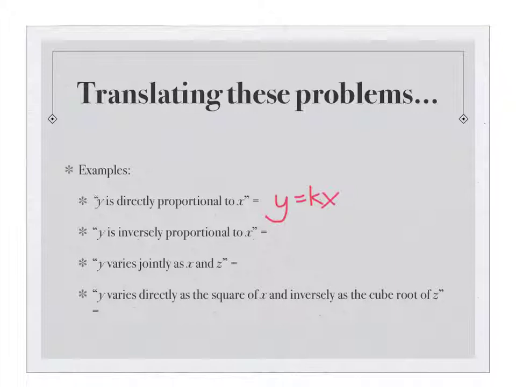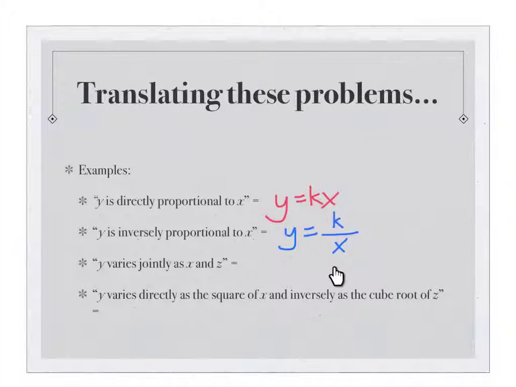But the next one we have y is inversely proportional to x. Same thing as y varies inversely with x, or y varies inversely as x. So the k goes on the top and the x on the bottom. Just think a moment about that. As x is getting bigger, y is getting smaller, because the bigger x is, the smaller this fraction is.